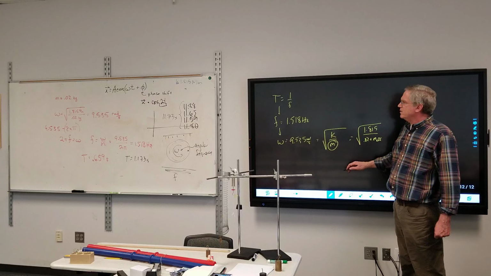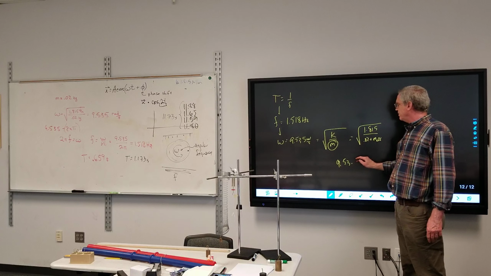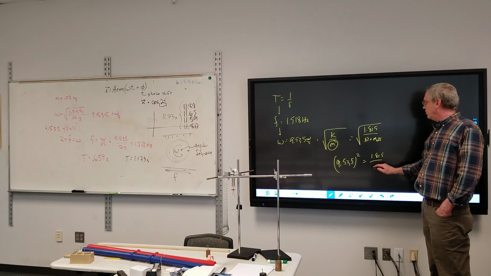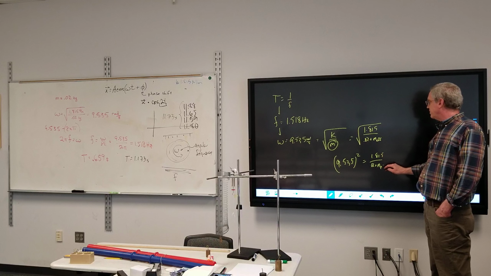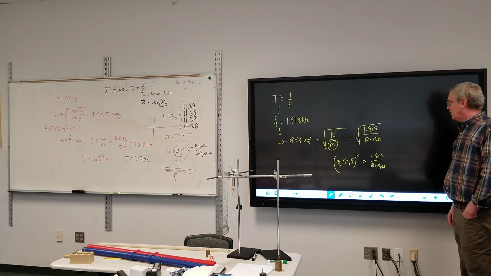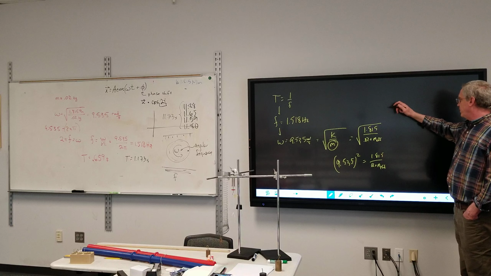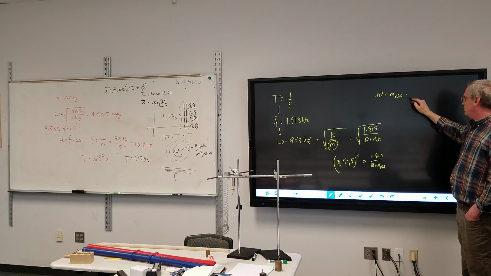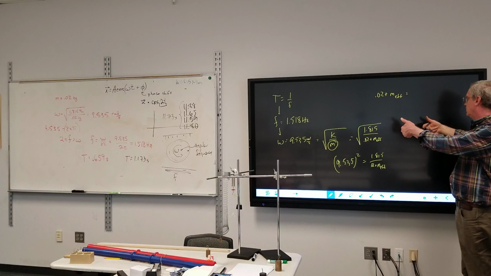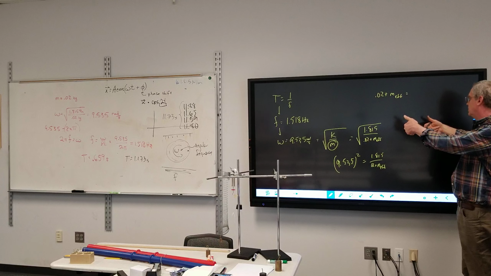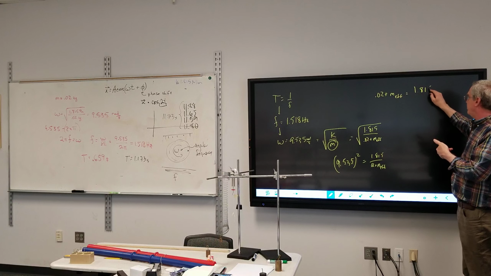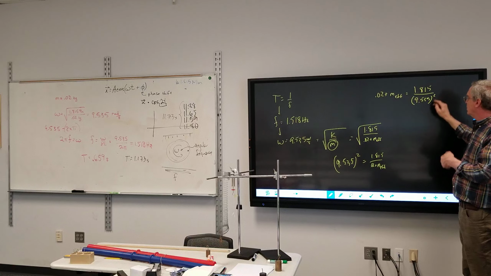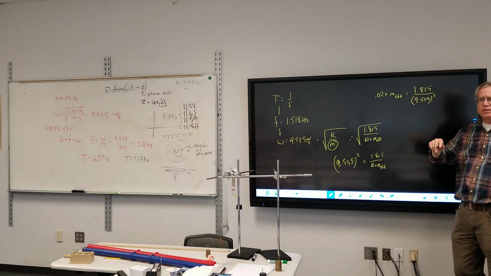If we square both sides, 9.535 squared is 1.815 over 0.02 plus my effective mass. So flip both sides, so I have 0.02 plus my effective mass equals 1.815 divided by 9.535 squared. Let's at least get that far.